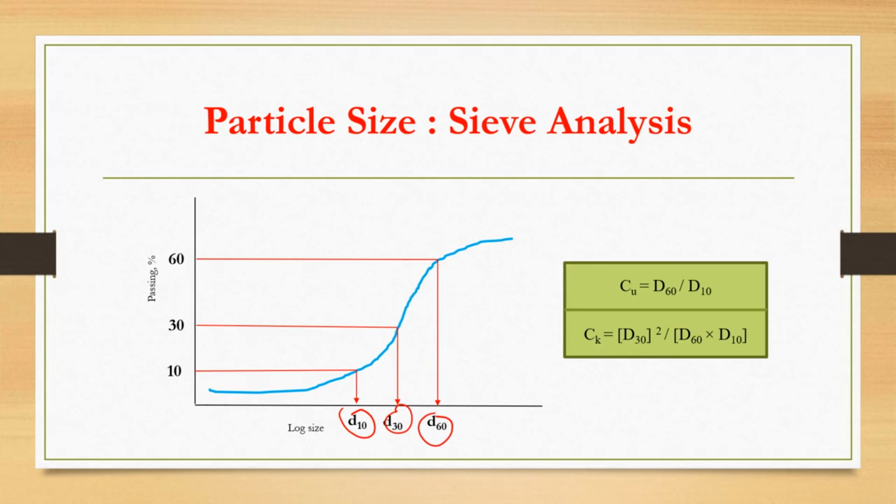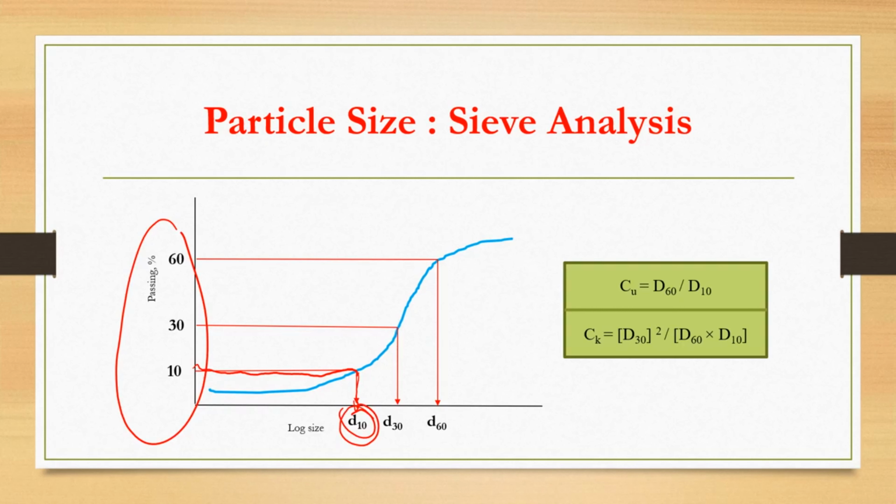What is that? For example, D10 means the maximum size of the smallest 10% of the sample. So what you need to do, this is percentage of particle passing. You want to find D10. Go to the 10%, move to your curve and go down to the size here. This is your D10. And what is D10? It is the maximum size of the smallest 10% of your sample. The same thing for D30 and also D60.